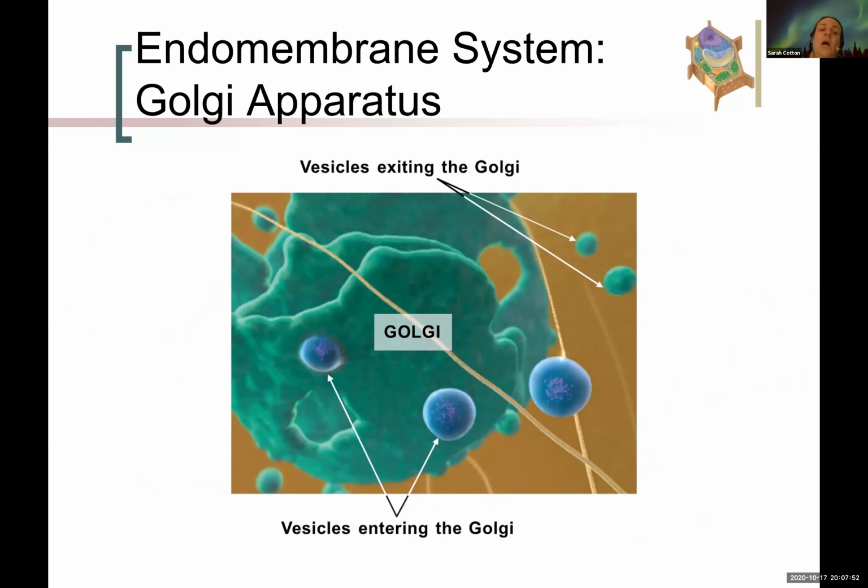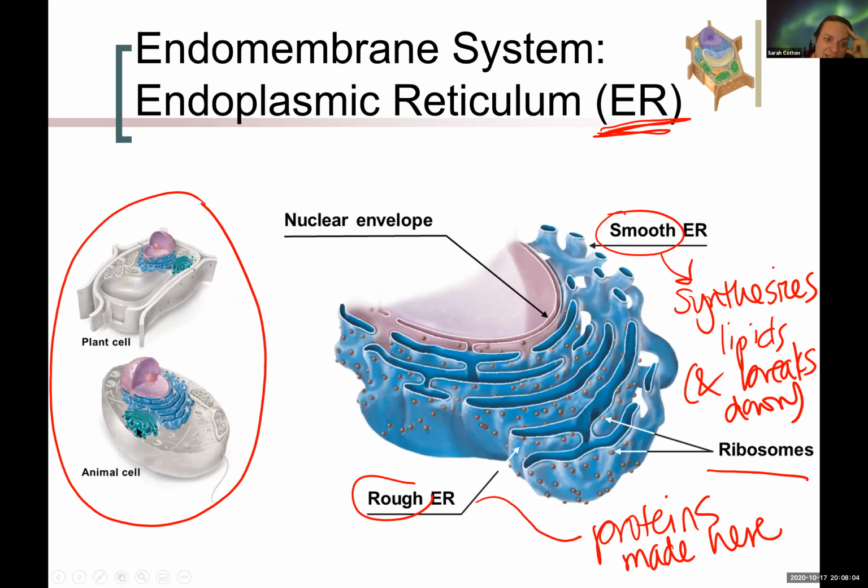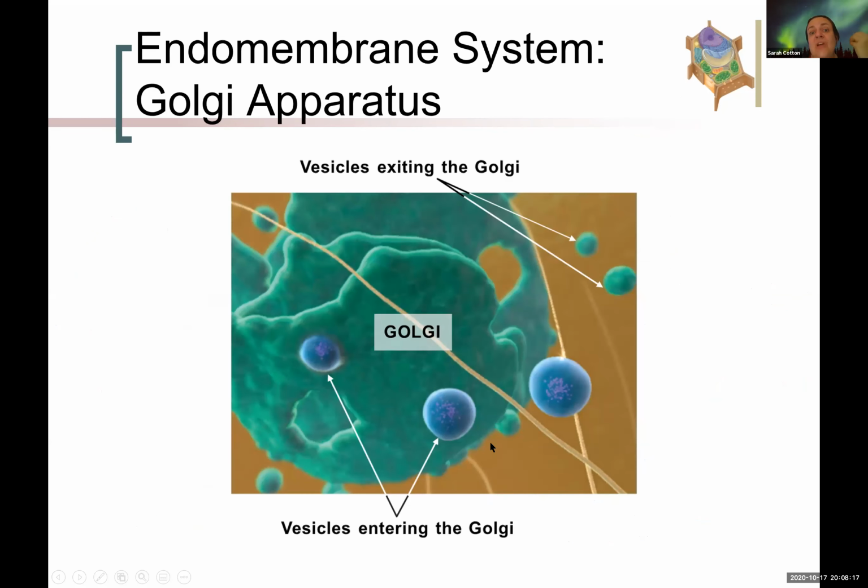Okay? Another component of the endomembrane system is something called the Golgi apparatus. So that is a very strange name. It was named after an Italian guy named Golgi, interestingly enough. Okay, and so the Golgi apparatus is next to the ER, okay? And what the Golgi apparatus does is, the rough ER is where proteins are made, but they're not necessarily done.